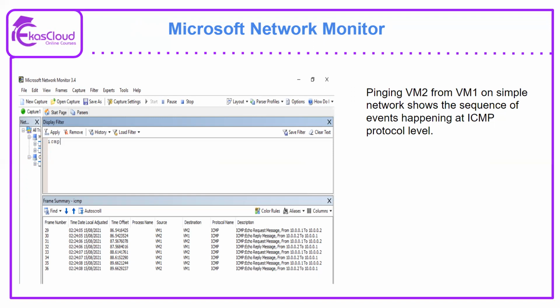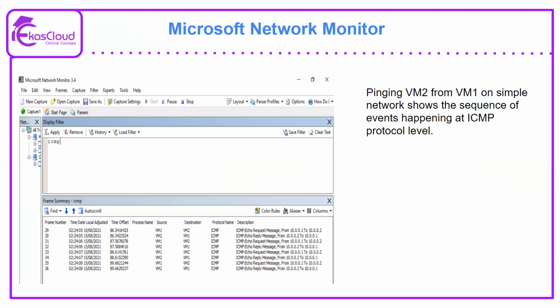For the purpose of this demo, I have configured two virtual machines, VM1 and VM2. VM1 is the one acting as the client. VM2 runs both the HTTP and the FTP services, and we should also be able to ping each other's machine. As you can see in this slide, I've taken a snapshot of my Microsoft Network Monitor, which I installed on VM1, and I've tried to ping VM2, which has an IP address of 10.0.2. You can see various events happening at the ICMP level.